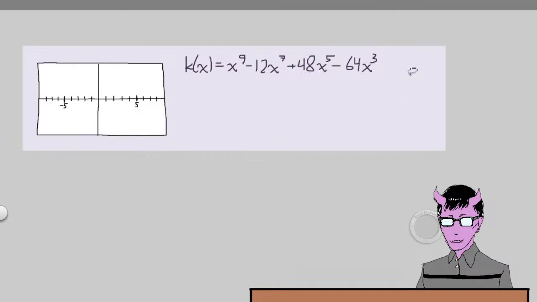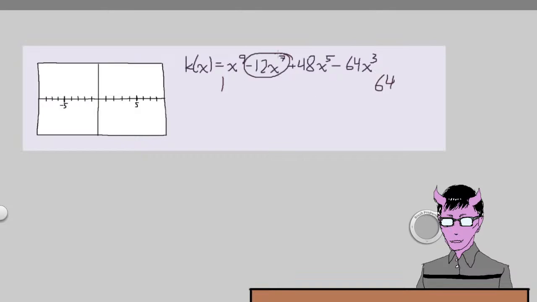Are there any fancy factoring techniques we can possibly use? Any fancy factor by grouping that we can use? Let me think about this. We have coefficient 1 and then negative 12. There's a possibility of splitting these two up, right? Let me think about this. And we have a 64 right there. Is it worth it? You know what? I don't think it's going to be worth it.